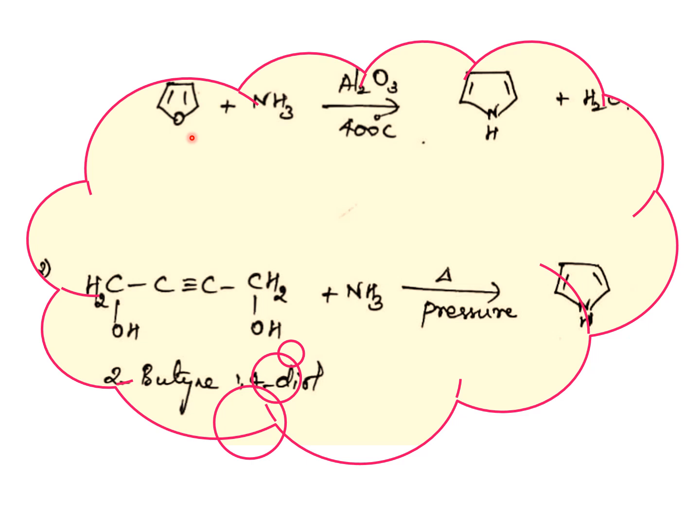Here we are going to see the preparation of pyrrole. Here we can synthesize pyrrole by two methods. By the reaction of furan with ammonia in presence of aluminum oxide at very high temperature, it provides pyrrole. The second reaction is the reaction of butane-1,4-diol with ammonia, heated at certain pressure, it produces pyrrole as a product.